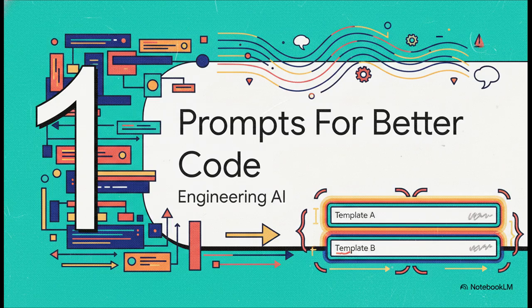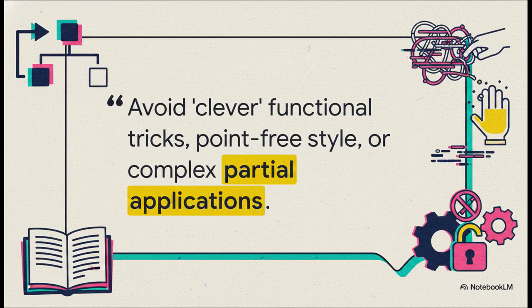Based on this entire experience, Ang engineered 2 highly specific prompt templates designed to literally force any AI to generate idiomatic, readable solutions rather than overly clever code. The first template is what Ang calls the constraint-focused prompt. The core of this prompt explicitly tells the AI to avoid clever, functional tricks, point-free style, or complex partial applications. It flat-out demands that the AI prioritize explicit logic and standard library functions that are easy to scan.